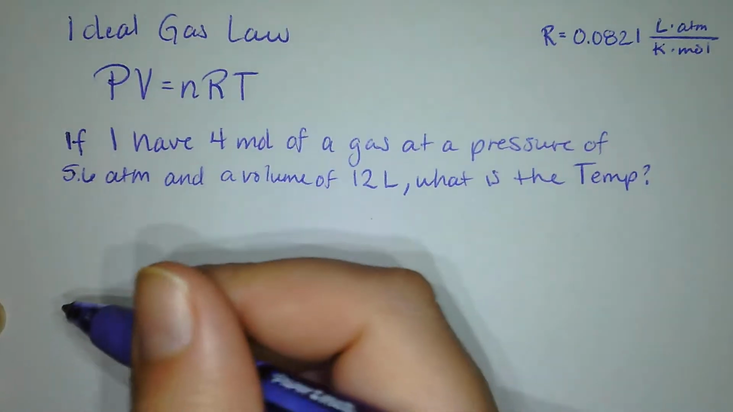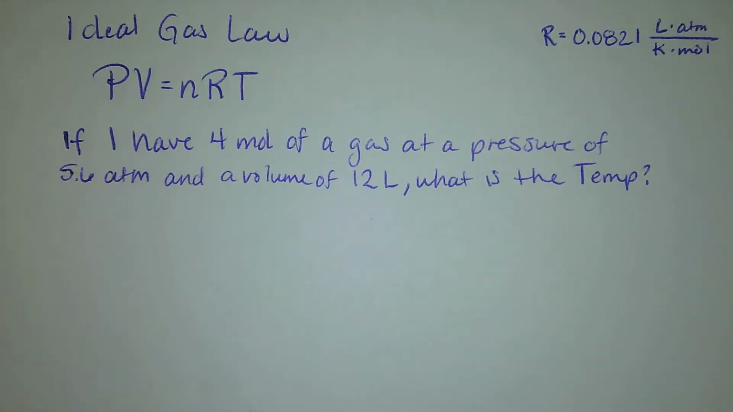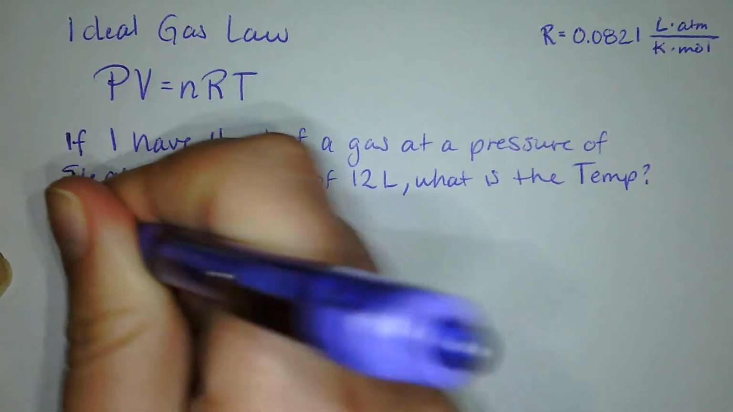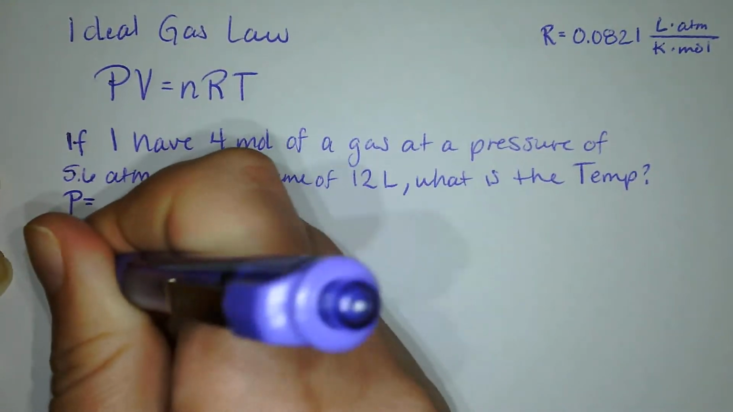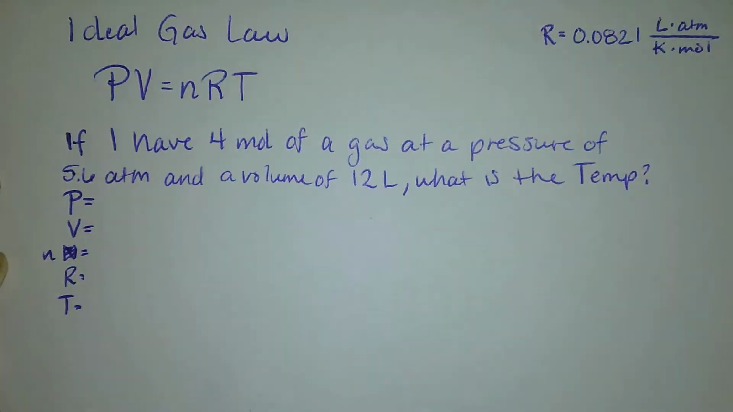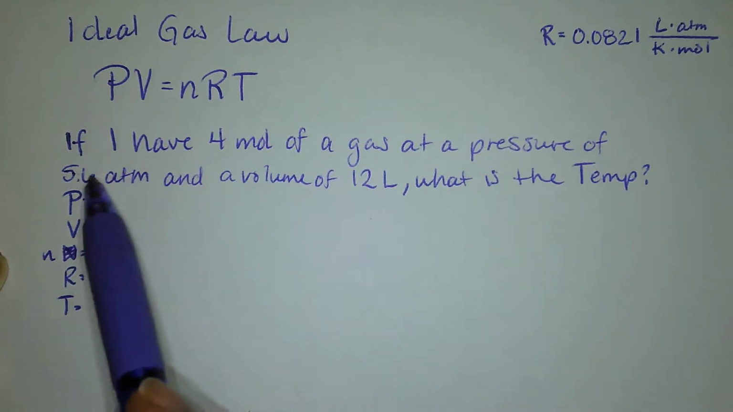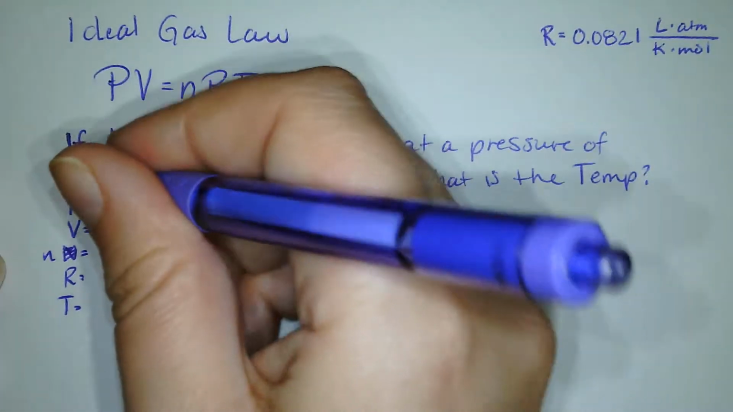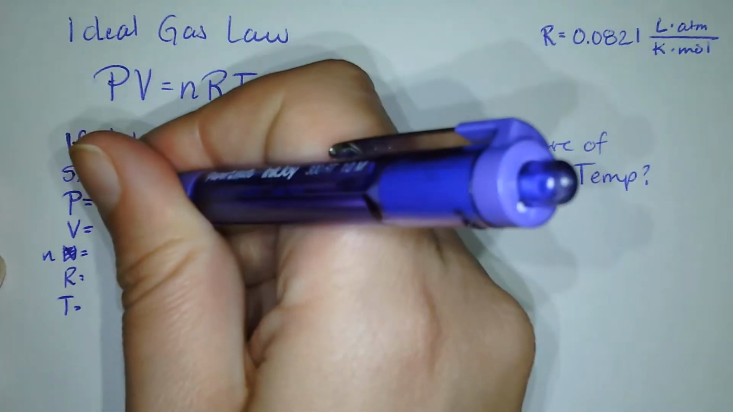So just like when we used to solve the density problems and stuff, you want to list all of your variables. So P equals, V equals, n equals, R equals, and T equals. And let's fill in what we know. Pressure, 5.6 atm. Atm is a unit called atmospheres. It has to do with atmospheric pressure. Anyhow, 5.6 atmospheres.